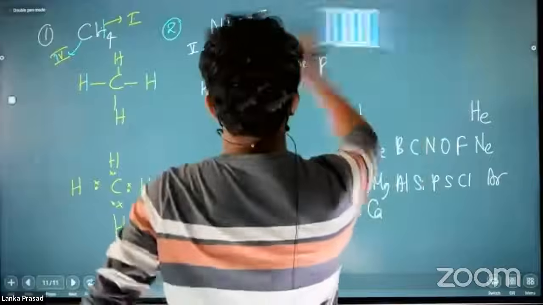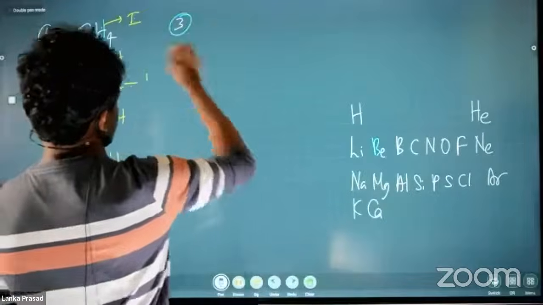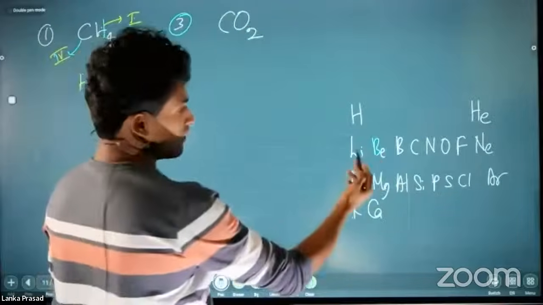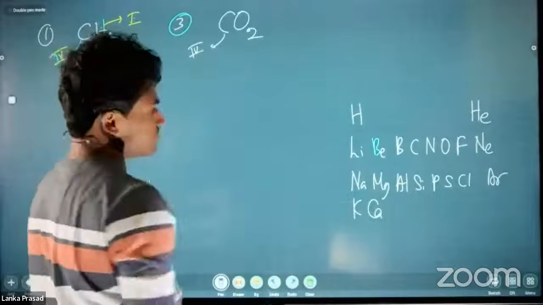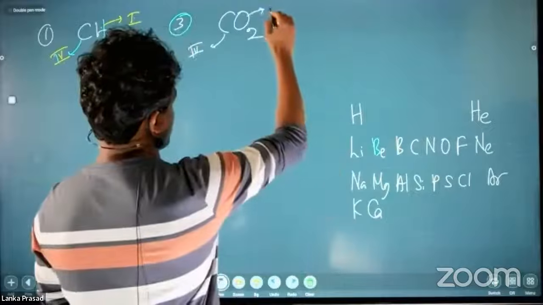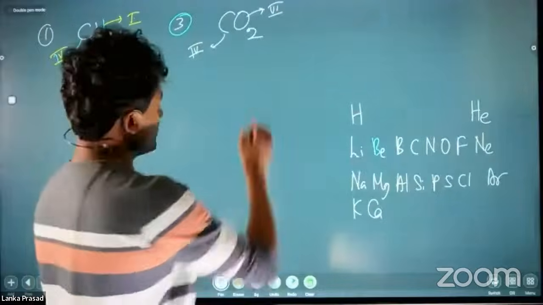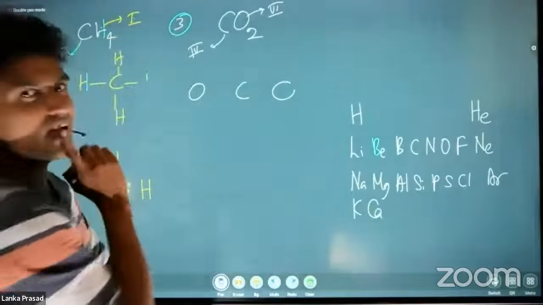Another one, CO2. Group number: carbon 1, 2, 3, 4, that one belongs to fourth group. What about oxygen? 1, 2, 3, 4, 5, 6, that one belongs to 6.